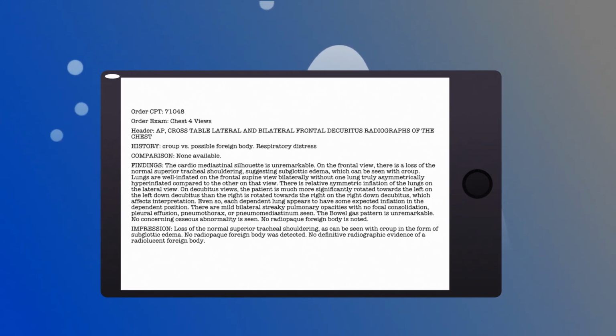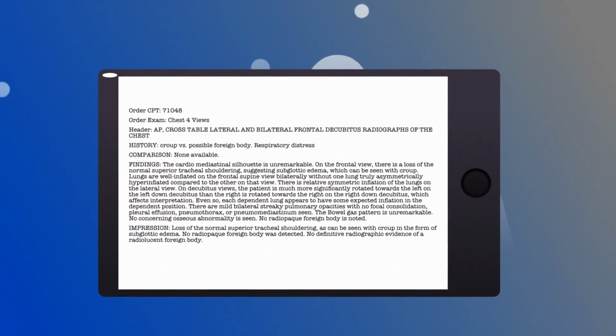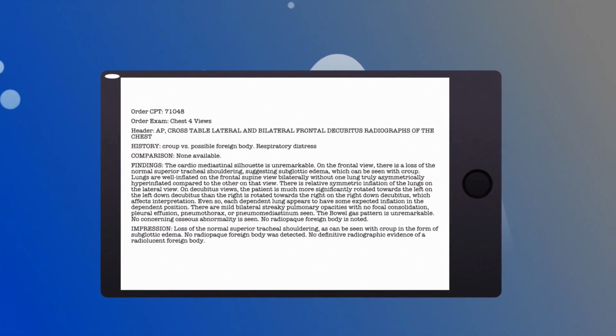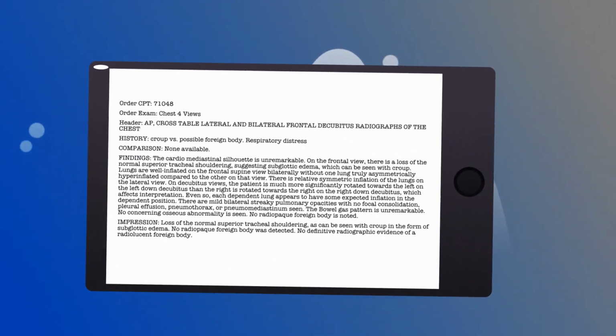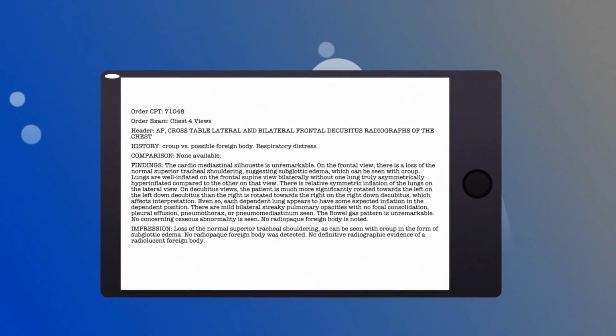This study includes 4 distinct chest views: AP, anterior-posterior, cross-table lateral, left and right decubitus frontal views. The appropriate CPT code is 71048, radiologic examination, chest, 4 or more views. This code covers any combination of 4 or more chest projections, especially when evaluating for subtle pathology like air trapping, foreign bodies, or croup, which require additional decubitus or specialized views.